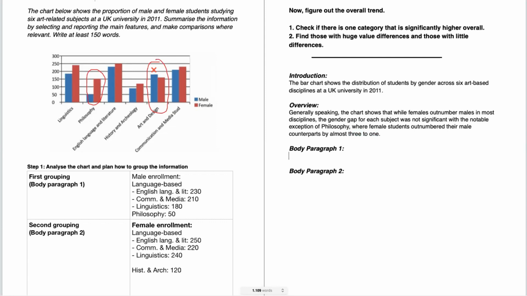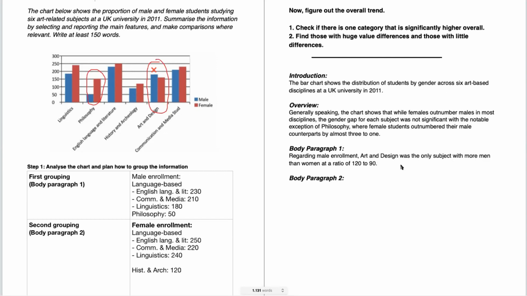All right, so just like that, we are on to our body paragraph 1, which is where we're going to start talking about male enrollment. So that is our first group, and remember that's the blue, and I've got our first grouping, body paragraph 1, exactly here in our outline. So I'm going to use this to write my paragraph. So I'm just going to start off by saying, regarding male enrollment, art and design was the only subject with more men than women at a ratio of 120 to 90. And this is exactly what we looked at in our previous step.